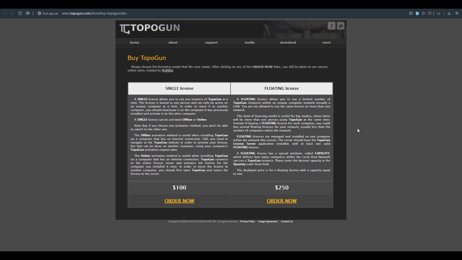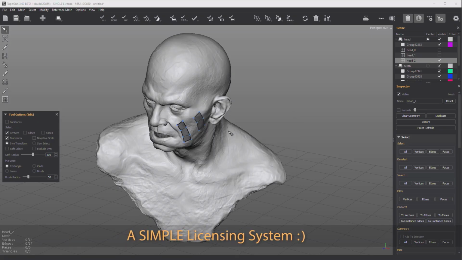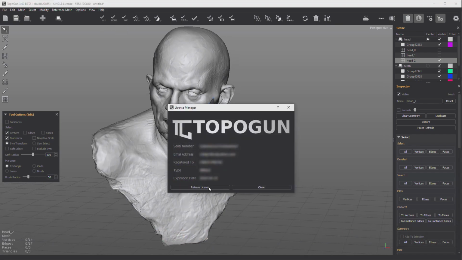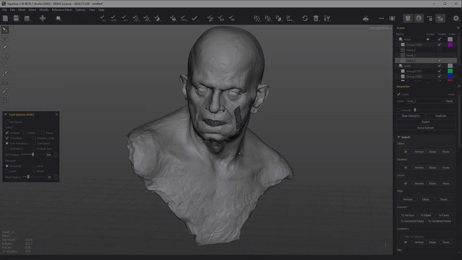There is no concrete information about when this tool is going to be available or how much it's going to cost. I actually hope they don't switch over to subscriptions, contrary to the one-time payment that they have. And it's pretty interesting to see that Topogun is back. And that's going to be about it.